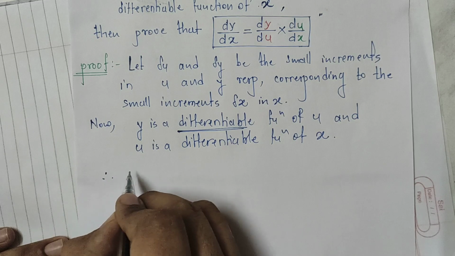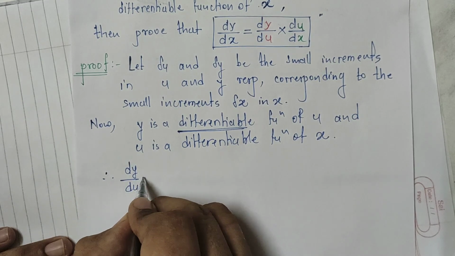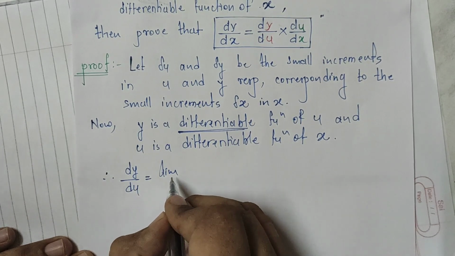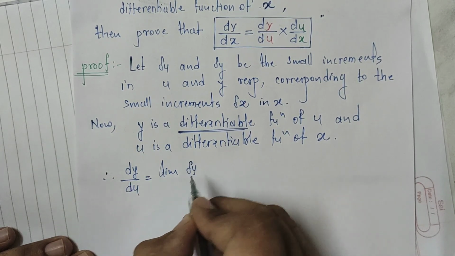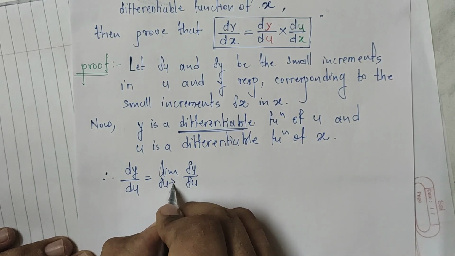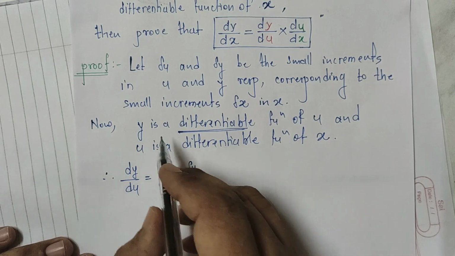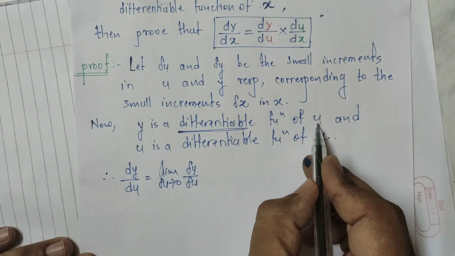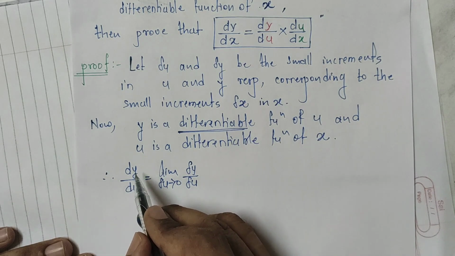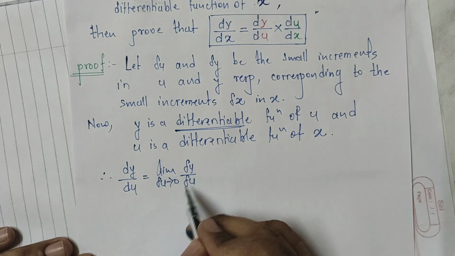Therefore dy upon du. In which form? In limit form. Here dy upon du is the limit of delta y upon delta u as delta u tends to 0, by using the definition of derivative. Since y is a differentiable function of u, its derivative exists. Therefore dy upon du can be written in limit form.